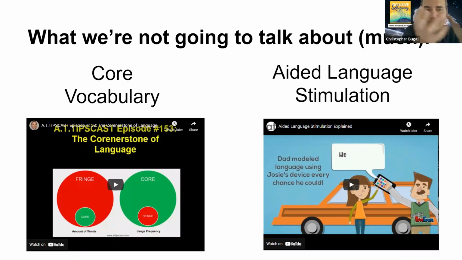Now, that doesn't mean that we're not going to talk about core vocabulary. A lot of the other strategies involve core vocabulary. It doesn't mean we're not going to talk about aided language stimulation. A lot of the other stuff integrates aided language stimulation, but we're not going to spend a lot of time on what these things are. We assume that you know what these things are.